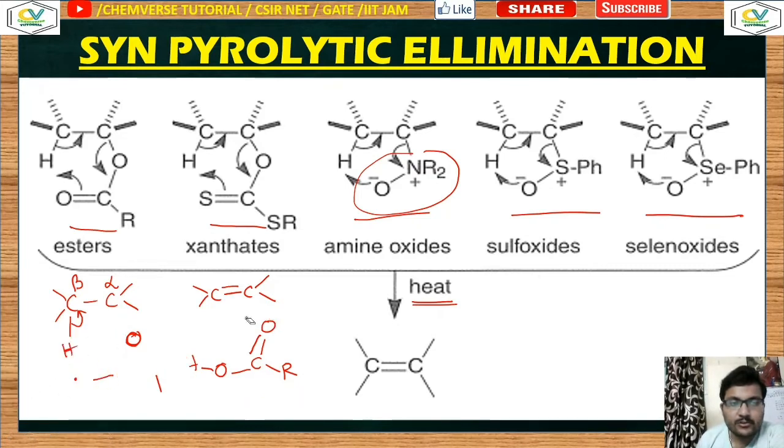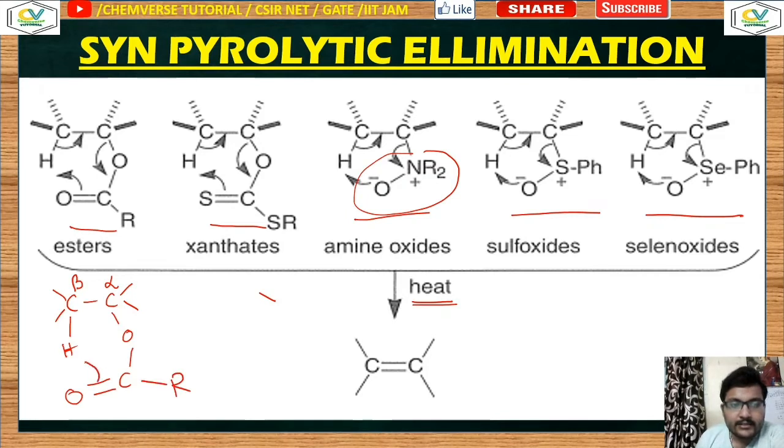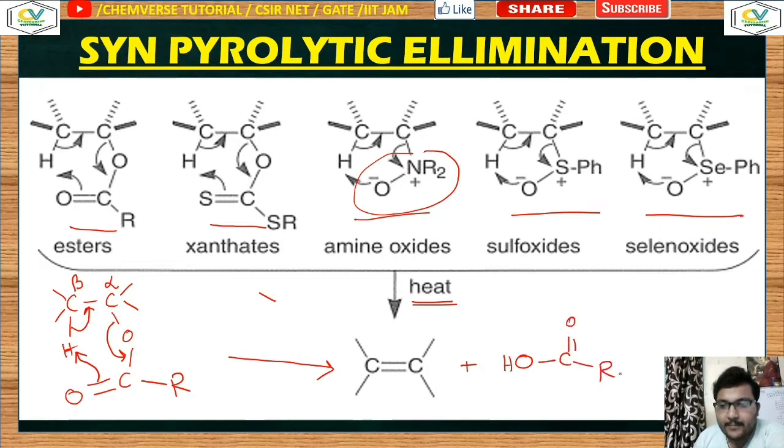So I am erasing this overall portion. Here oxygen, carbon, double bond O, R. Now I can think that this bond cleaves here to abstract this hydrogen. This is forming C double bond C, and this bond is getting clipped to form this kind of system. As a result, you get this kind of alkene, and the byproduct for this first case will be OH, C double bond O, R. So this is for the first case, the ester. A similar kind of reaction happens in the case of xanthate, amine oxide, sulfoxide and selenoxide.